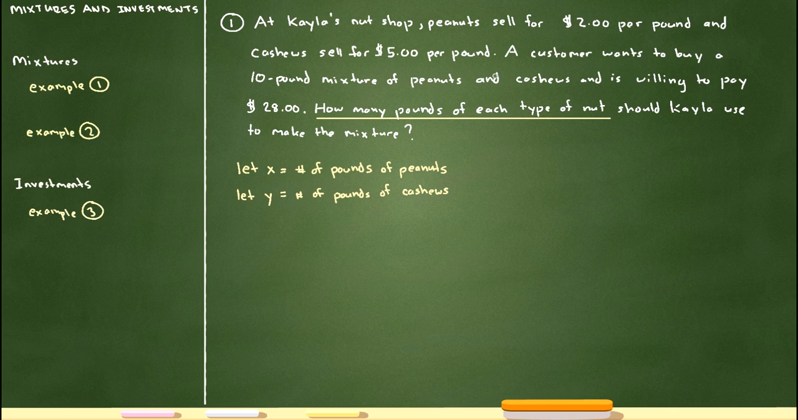So we know that the customer, let me skip over the $2 per pound and cashews sell for $5 per pound. You could write it down if you would like. I suppose I could write it down here. X is the number of pounds of peanuts. So next to this, I'll write that peanuts are $2 per pound. Okay, this is just helping me organize the information. And the cashews, it says, are $5 per pound, so a little bit more expensive.